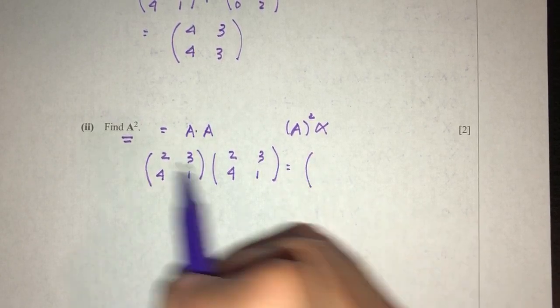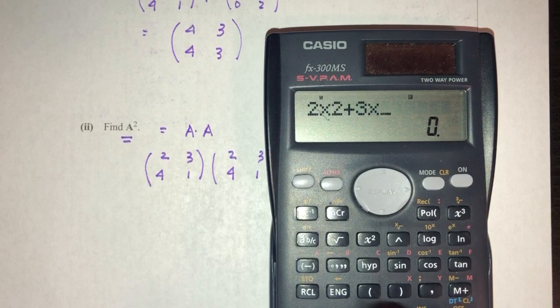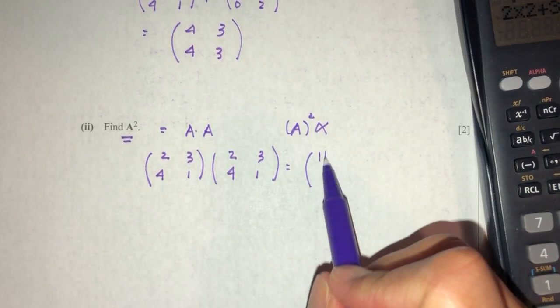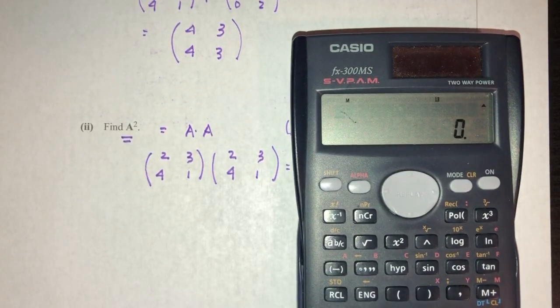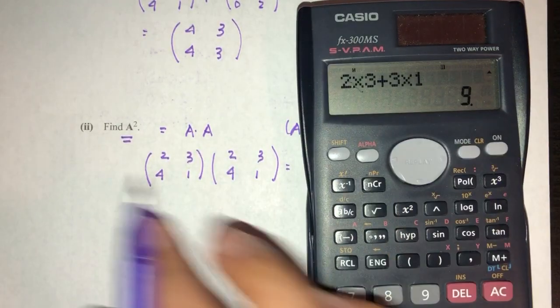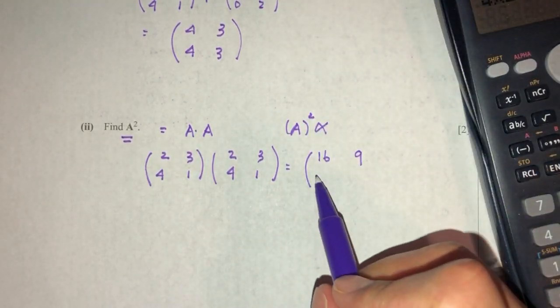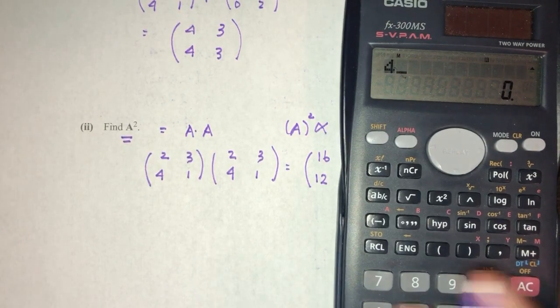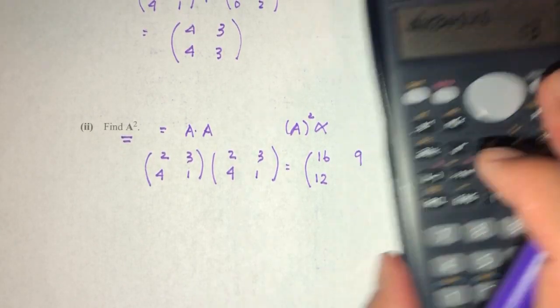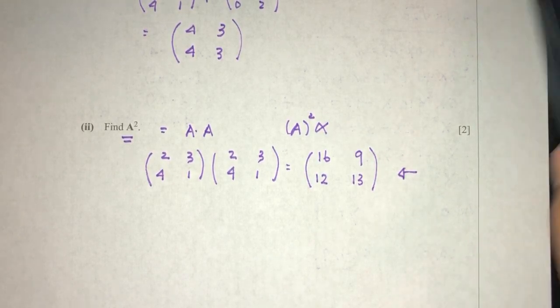So rows by column. 2 times 2 plus 3 times 4. That will be 16. Rows by column. 2 times 3 plus 3 times 1. That will be 9. So rows by column. So 4 times 2 plus 1 times 4. That will be 12. And 4 times 3 plus 1 times 1. That will be 13. Okay, that will be your answer for part 2.